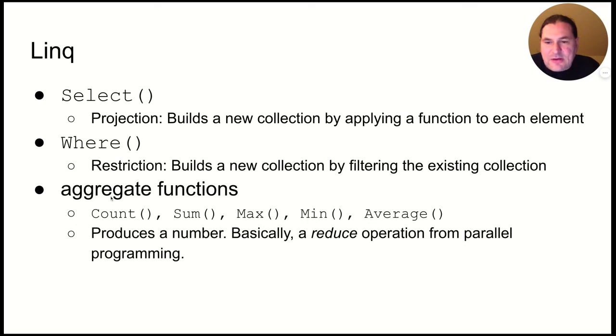Now, these aggregation functions, count, sum, max, min, and average, do exactly what you would expect. They would count everything or sum all of the values in something, so long as it's some data type that has some notion of sum, or finding the max, min, or average, so basically have numbers in here. These end up producing a number. And if you're familiar with parallel programming, these are really reduce operations. If you're not familiar with parallel programming, just think of it as aggregation, like max, min, sum, things like that.